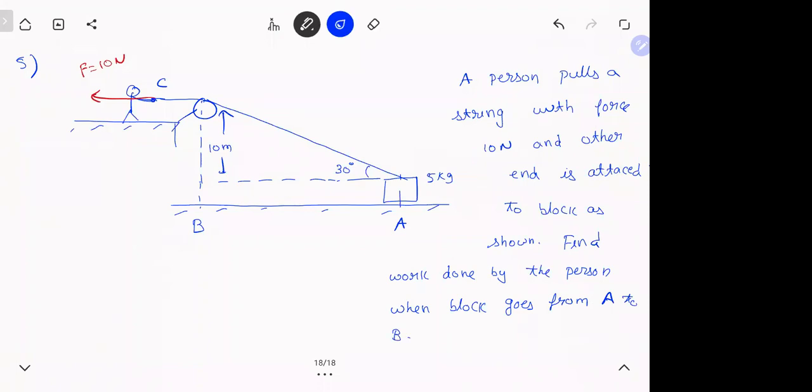So the man is standing at a height of 10 meters. You can neglect the height of the block. The 5 kg block, and the man started pulling with 10 newtons. So the block will slide here. So when the block goes from A to B, what is the work done by the man? Hope the question is clear. The diagram is clear. Anyone who didn't get the diagram, ask me.